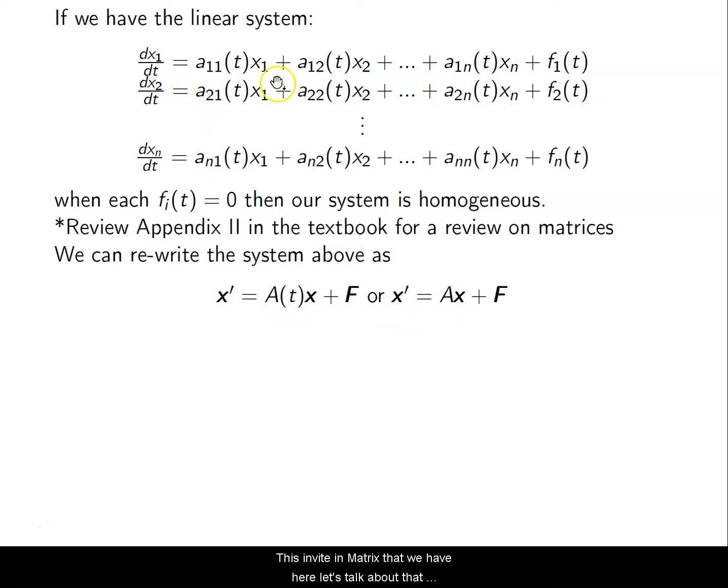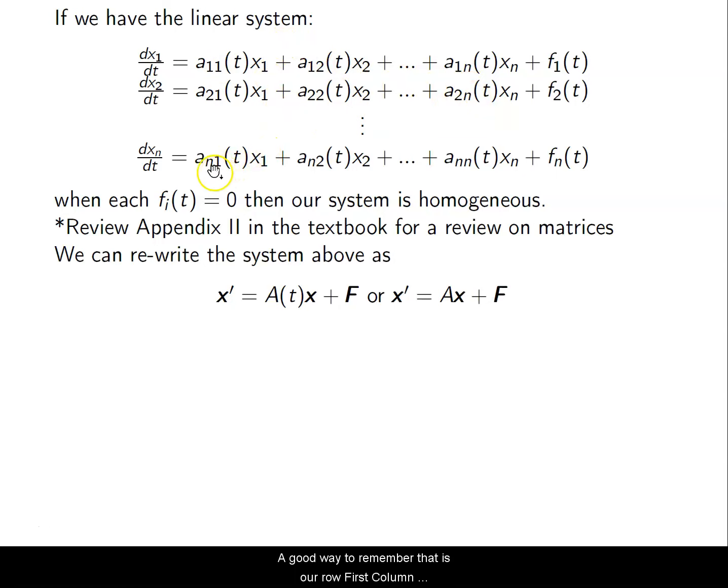This n by n matrix that we have here, let's talk about that as well. So each of these notations here, again, from Calc 3, you should know at least this much, right? The first number tells you what row you're in, so 2 means I'm in the second row. This second number tells you what column. So I'm in the second row, second column. I'm in the second row, nth column.